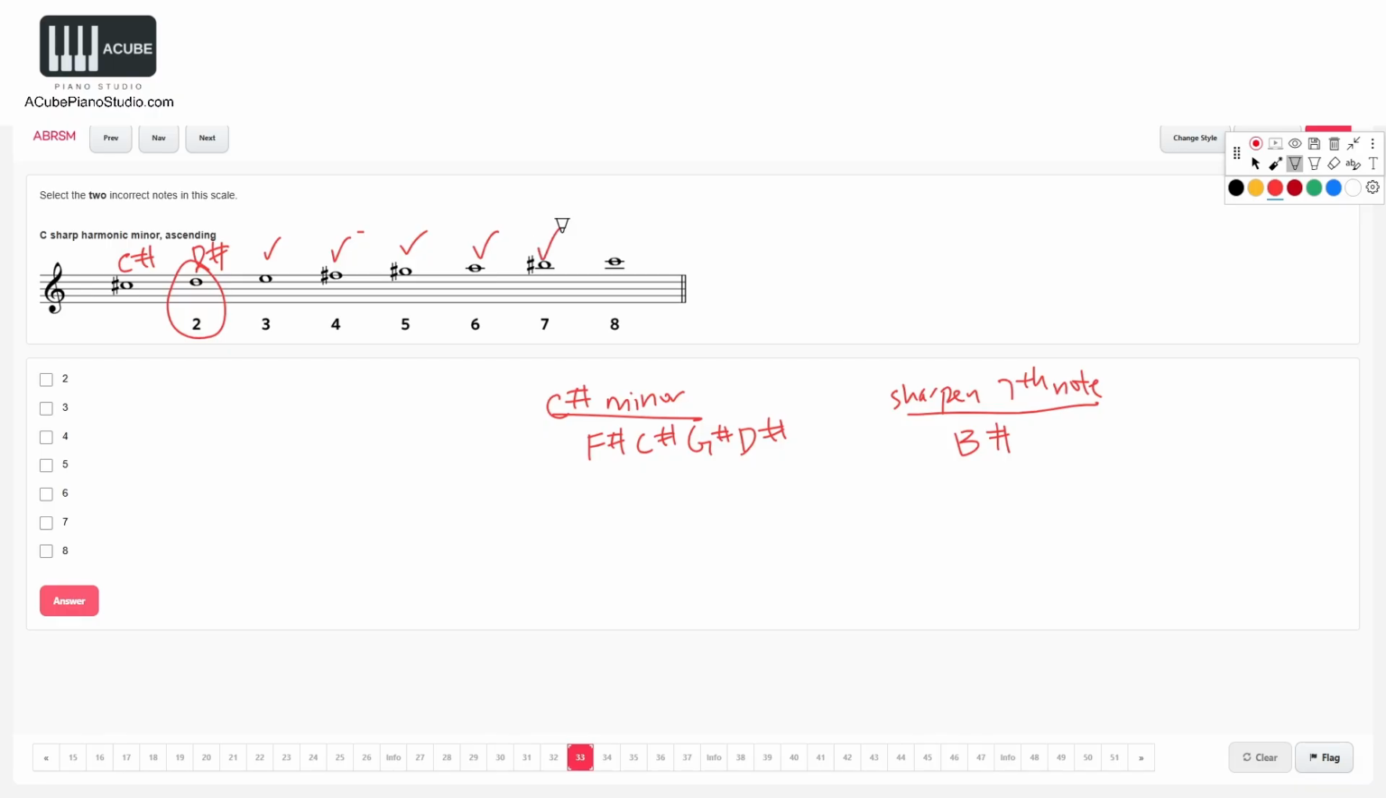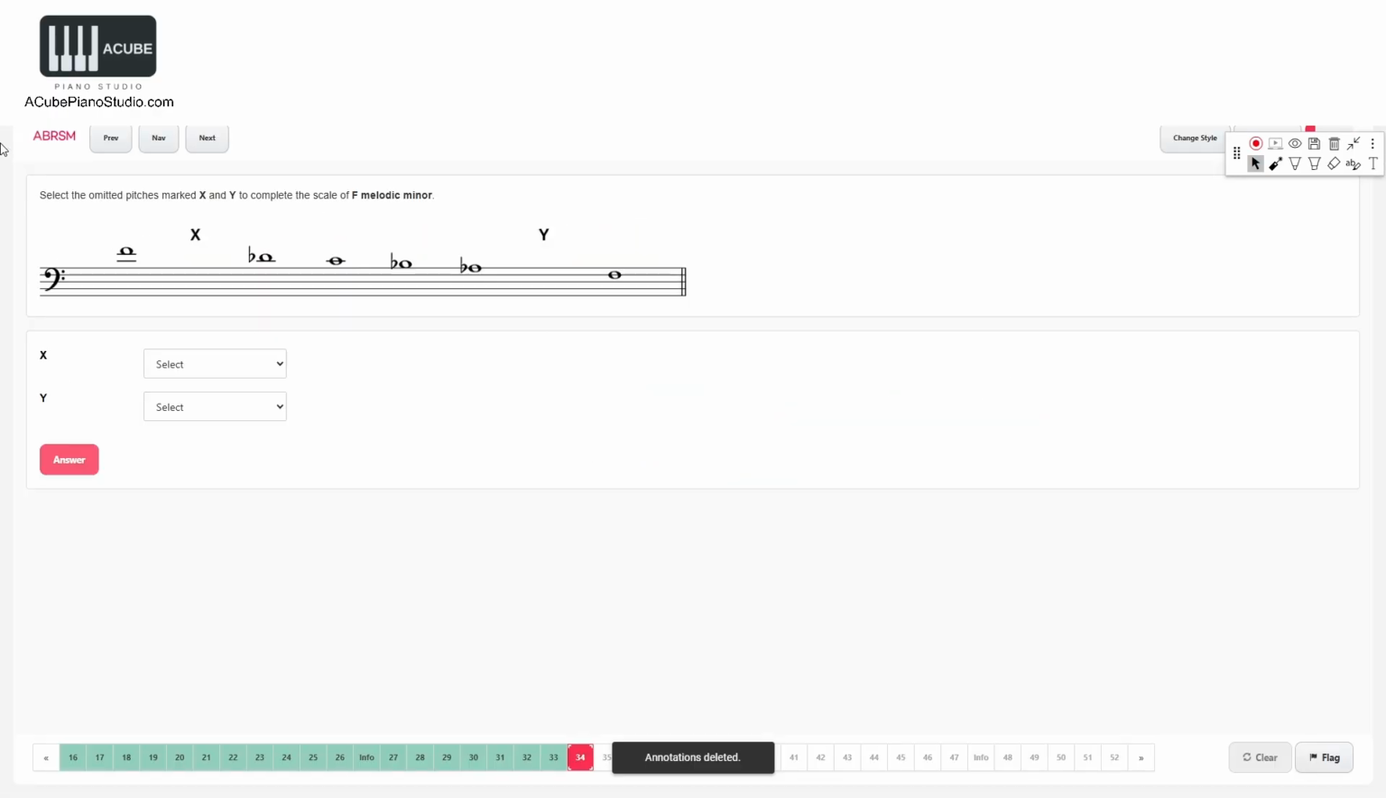B has a sharp. And finally, the C also needs a sharp. So 2 and 8 are wrong. Next, select the omitted pitches marked X and Y to complete the scale of F melodic minor.